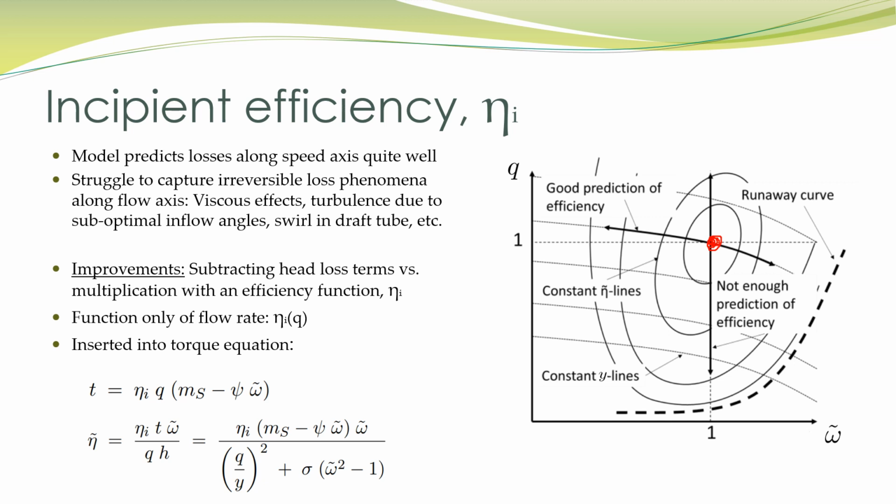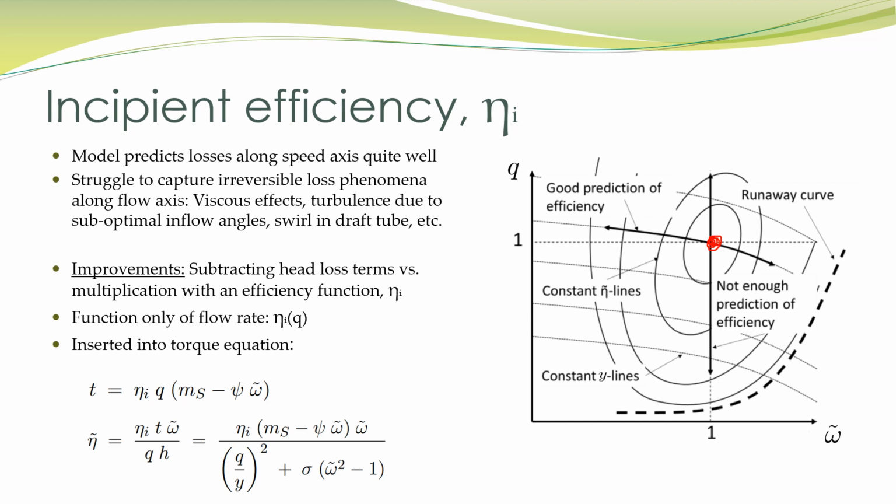So this turbine model managed to capture the efficiency and the different losses quite well along the lines of constant opening degree. That means along the speed axis, but it does not capture losses so well along the flow axis. This means that irreversible loss phenomena like viscous effects, turbulence due to suboptimal inflow angles, residual swirl in the draft tube, and so on, are not captured that well. And the improvement to this weakness that I have looked more into is to include the incipient efficiency, eta E.